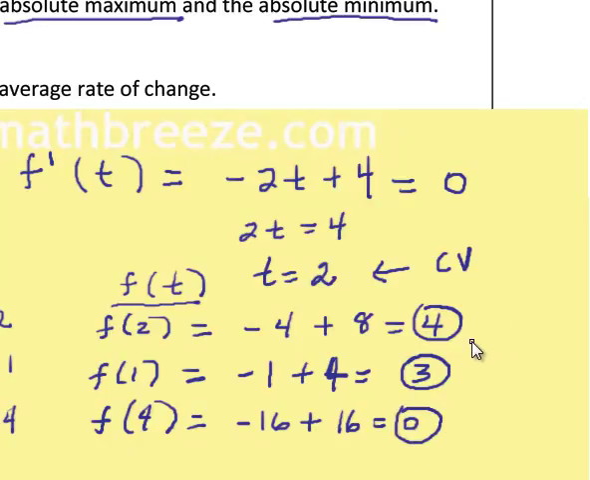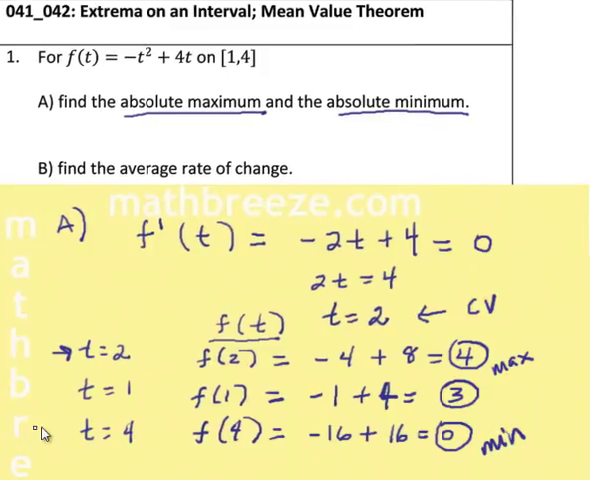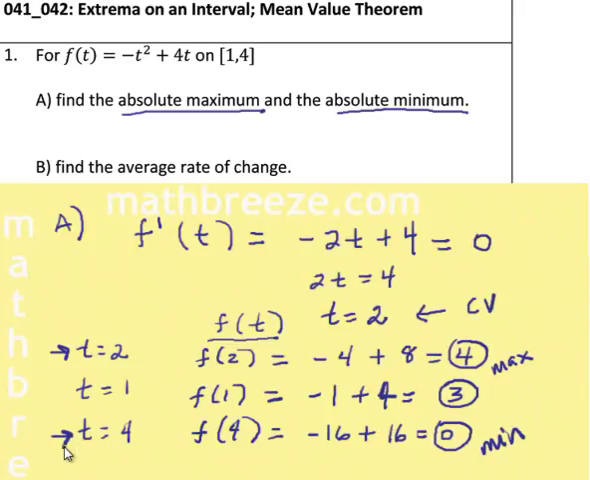So the largest is 4, so we have our max occurs at t = 2. And our min is 0, so we have the minimum occurs at t = 4. So the point at which the absolute max occurs, that would be (2, 4), x, y, or actually (t, f(t)), and the min, that would be t = 4, and the function value is 0. So those are the points.